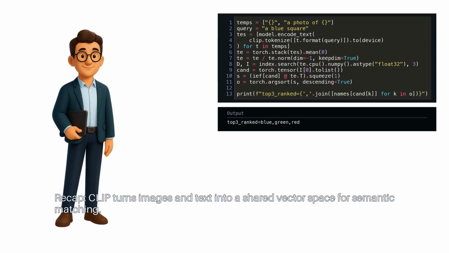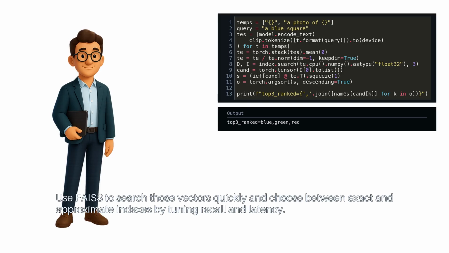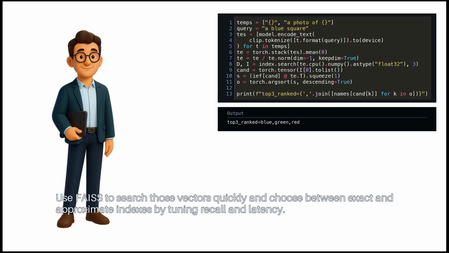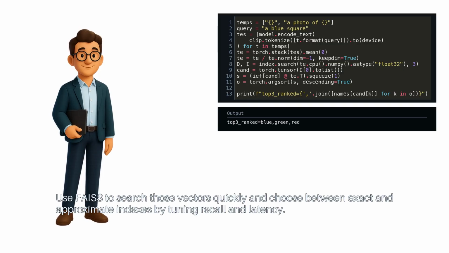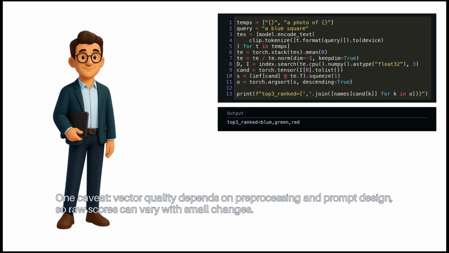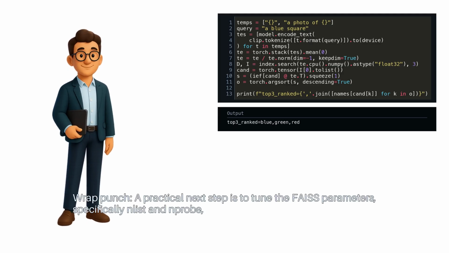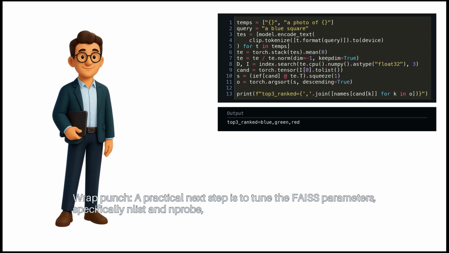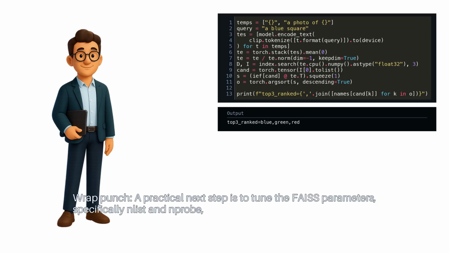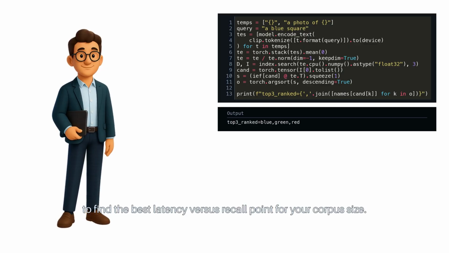Recap: CLIP turns images and text into a shared vector space for semantic matching. Use FAISS to search those vectors quickly and choose between exact and approximate indexes by tuning recall and latency. One caveat: vector quality depends on pre-processing and prompt design, so raw scores can vary with small changes. A practical next step is to tune the FAISS parameters, specifically nlist and nprobe, to find the best latency versus recall point for your corpus size.